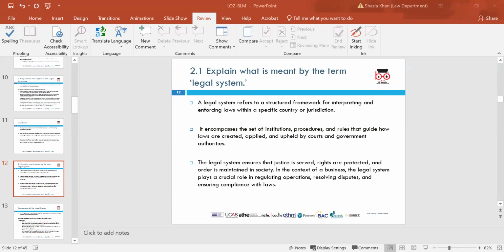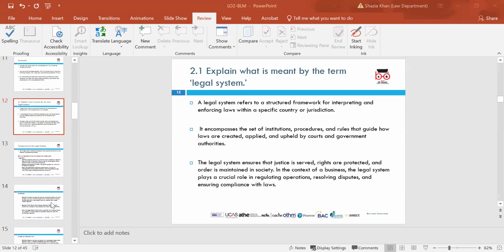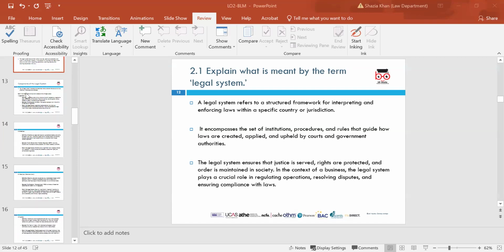And it combines legislation and the creation of precedent. So it governs the behavior of human beings within a civilized system and makes sure that everything is maintained and the laws are regulated and followed.